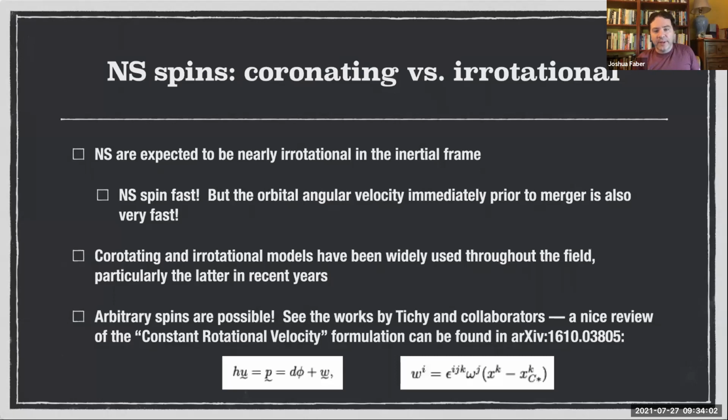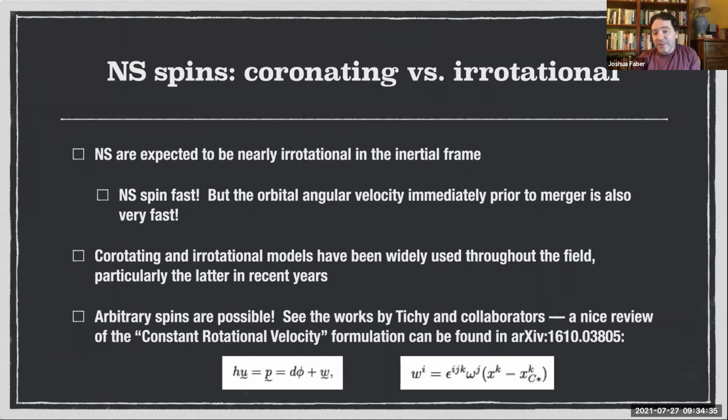A little bit more about spins. Neutron stars are expected to be nearly irrotational in the inertial frame. They do spin fast, but the orbital angular velocity as you're coming up on merger is also very fast. At first, people constructed co-rotating models because they're the easiest, but they're simply unphysical. Irrotational models have been widely used. They're the most common assumption about how the neutron stars are moving.